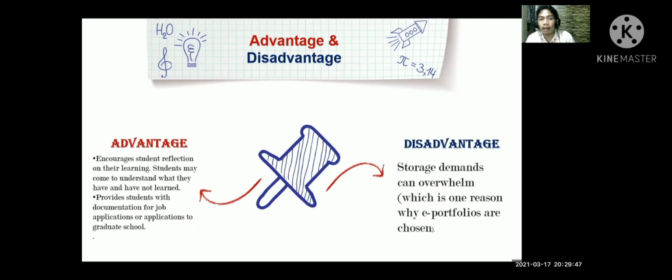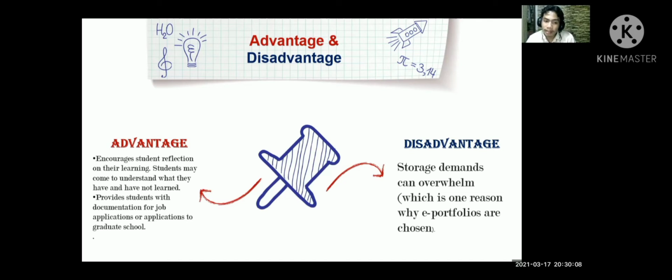So, una, kanina pa natin sinasabi kung ano talaga yung purpose ng portfolio, is to para mapag-self-reflect yung student habang ginagawa nila yung portfolio nila. Mapag-self-reflect sila kung saan ba sila magaling, kung ano yung kalakasan nila, and kung ano yung mga dapat nilang matutunan at hindi pa nila natutunan, di ba?